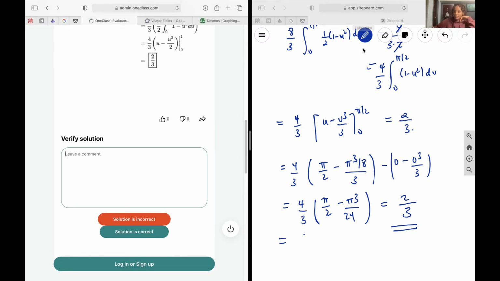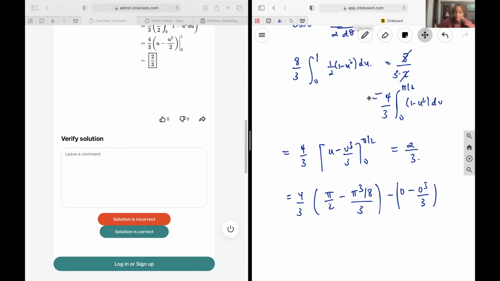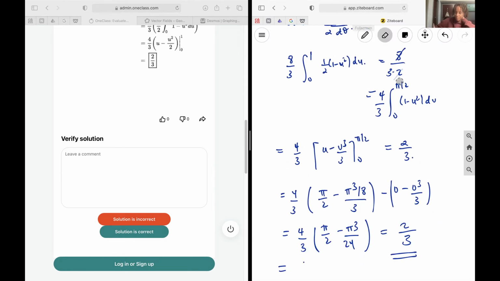Oh, don't forget, my apologies, to change the integration bounds because of the substitution. Once I substituted the u, since u is sine squared theta, sine squared 0 is 0, sine squared pi over 2 is 1. So the integration bounds change here. Be very careful with that because you can easily forget to, as I have here.